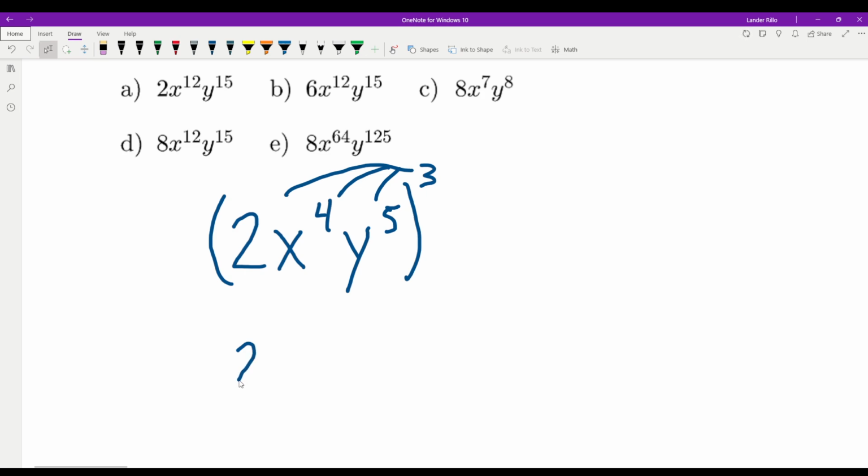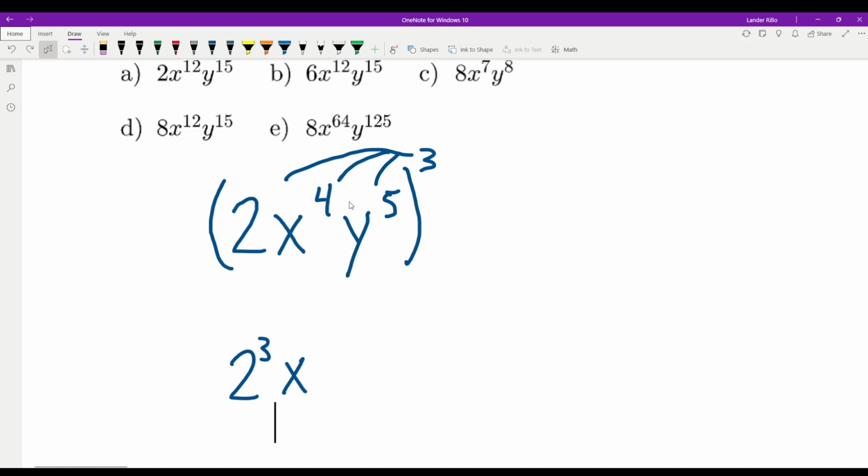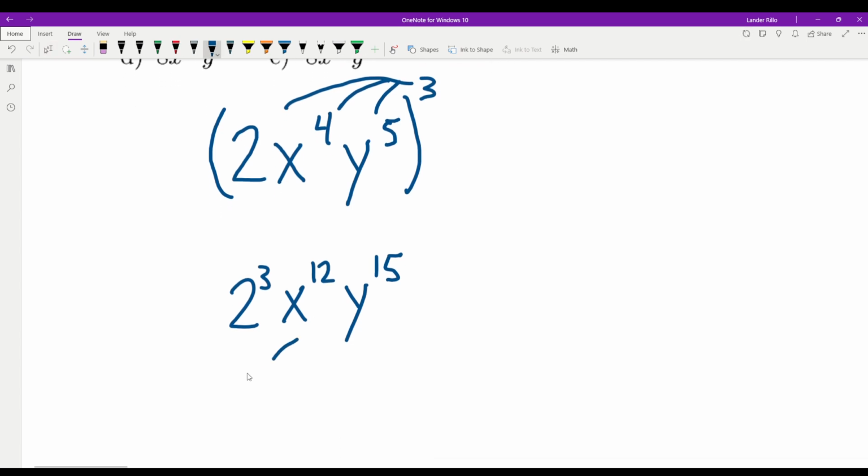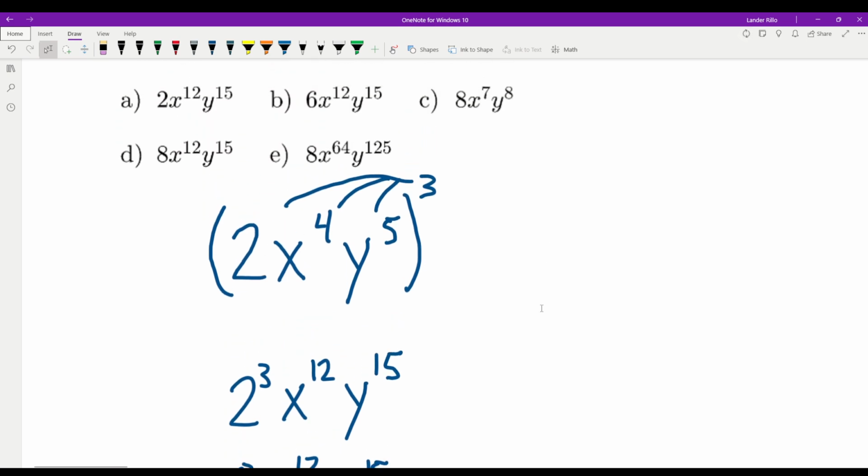So 2 cubed is 8. I'll write it in full. x, and then remember power over power, 4 to the power negative 3. You just multiply them. That's the exponent rule. So that's 12. And 5 times 3 is 15. And then we can simplify it further to get 8 x to the 12, y to the 15.